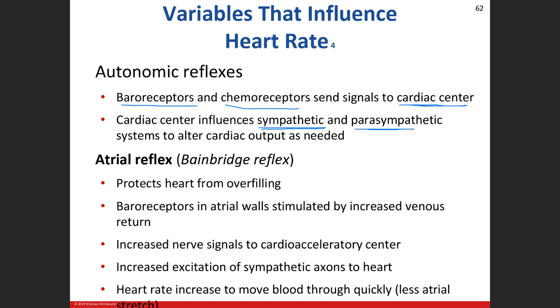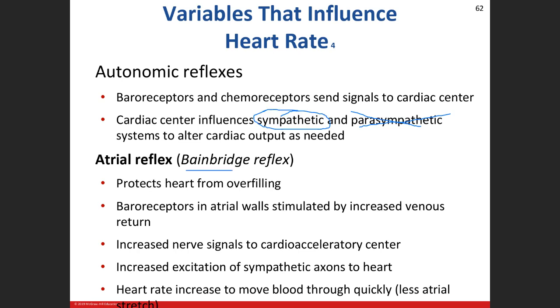So if your blood pressure is high, we want to slow the heart down. We want to decrease the cardiac output, or the stroke volume, I should say. So what do we do? We inhibit the sympathetic nervous system, and then we stimulate the parasympathetic nervous system until your blood pressure falls down. And vice versa. If your blood pressure starts to drop, then we inhibit the parasympathetic, and then we stimulate the sympathetic. We talked about that before.